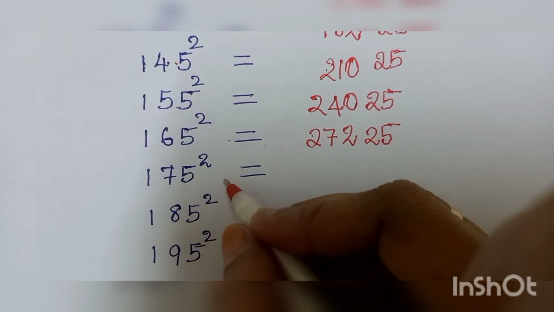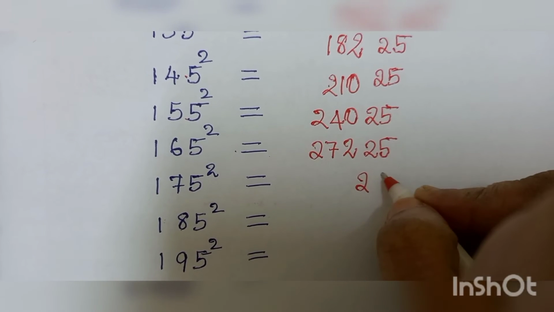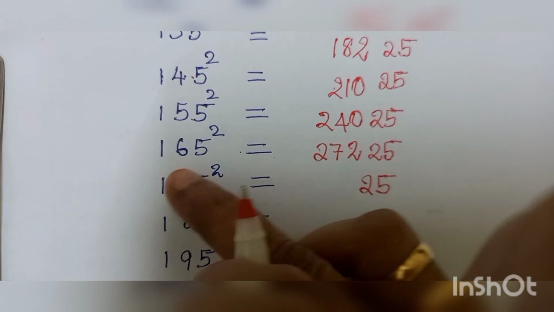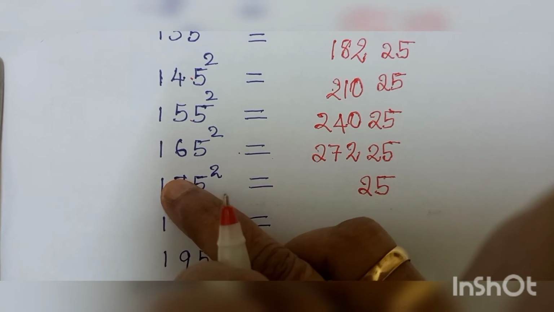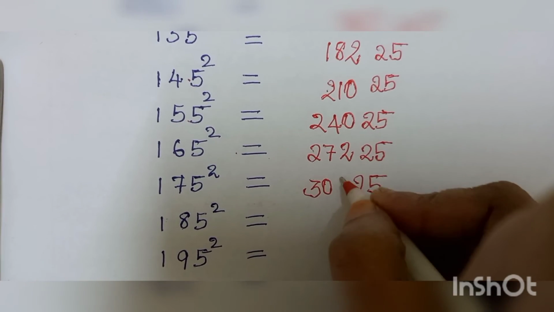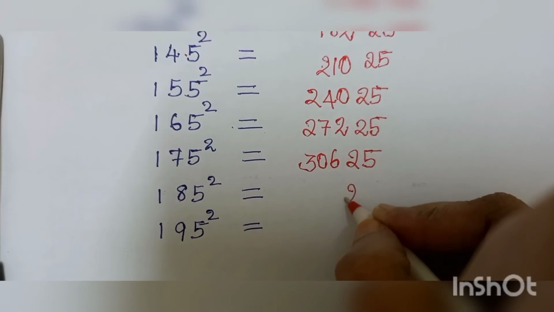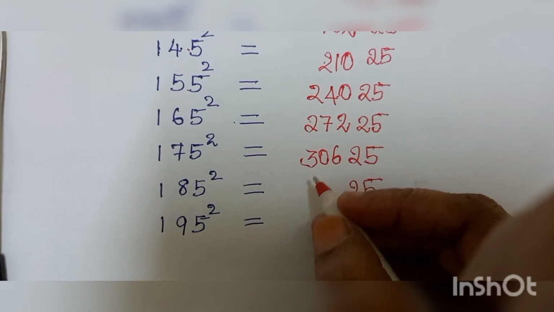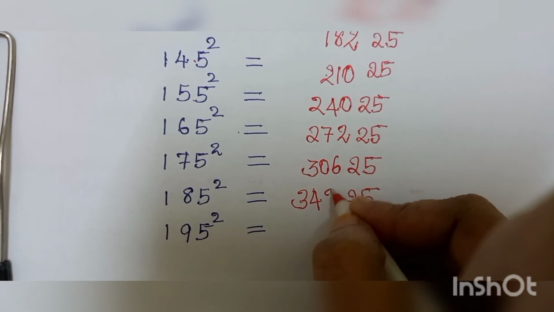Then 175 square. So we can write 5 square as usual, we can write 25. Then 17, after 17 which number comes? 18. 17 into 18 is equal to 306 we can write. Then 185 square. So 25 as usual we can write. Then 18 into, what is the next number? 19. So we get 342 we get, isn't it?